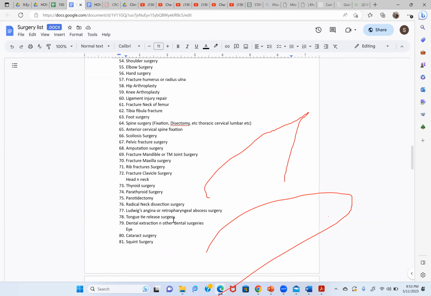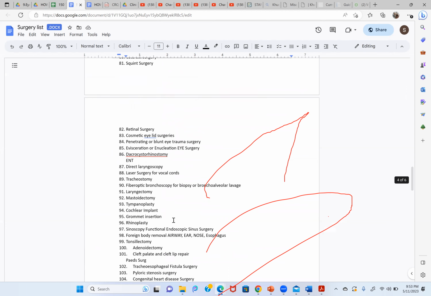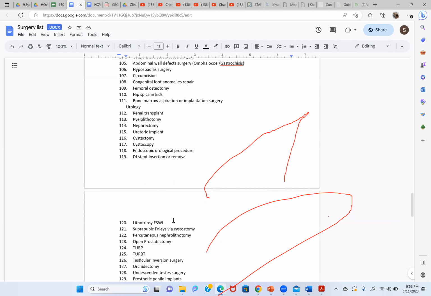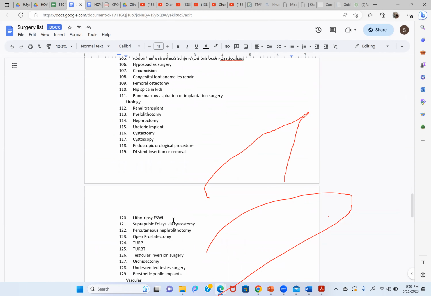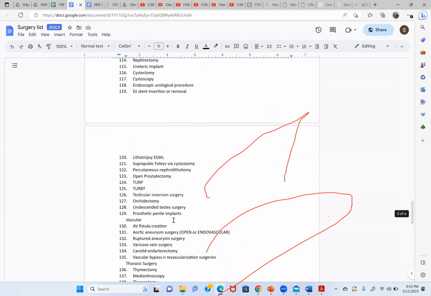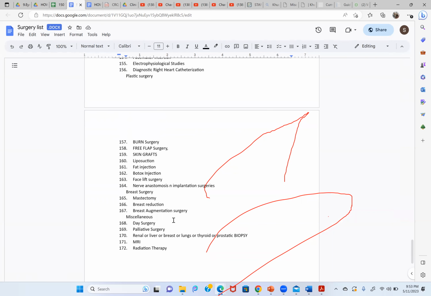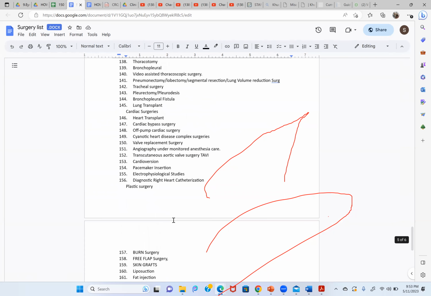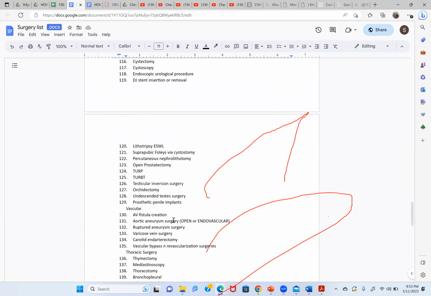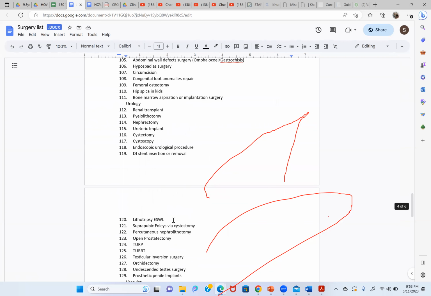But if you just divide it into groups, and there is any specific surgery that you think you don't know, I'm welcome to tell you. Otherwise, this is just a list. Don't be afraid. Oh, sir, we have to prepare 172 surgeries? No, it's not like that. It is just that you should be prepared for it. If they ask you about any surgery, you know about it.